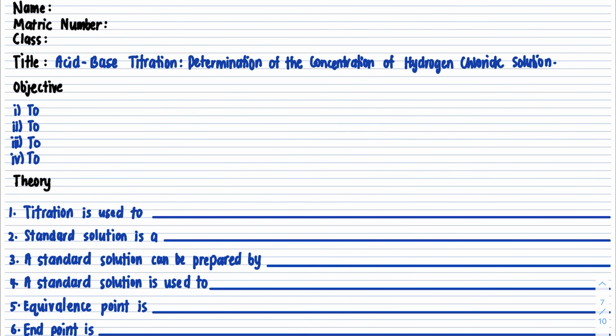Before anything, what you need to have in your lab report, first is your name, metric number, and class. Then don't forget to include the title of the experiment itself. Now let's look back at the lab report. It is mostly based upon our lab manual itself. So how to write down the objective?